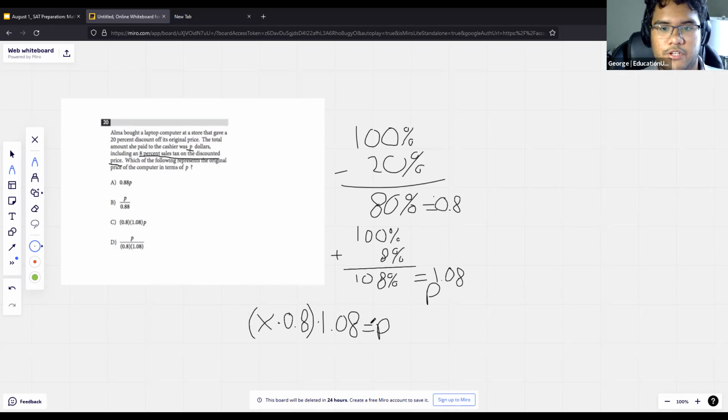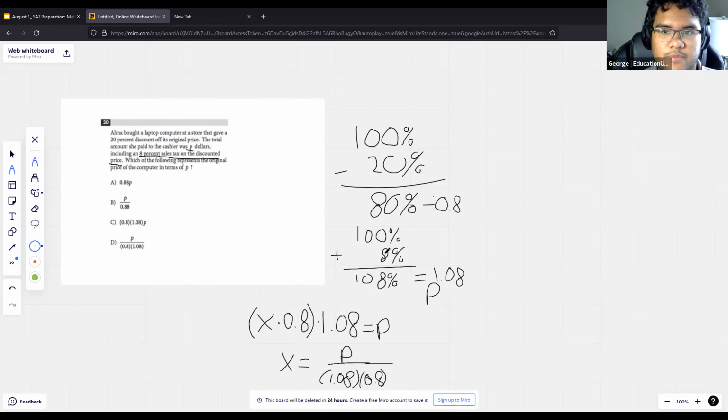To solve this equation, you divide by these numbers on both sides to isolate X. So you get X equals P over 1.08 multiplied by 0.8 at the bottom. And so the answer here is D.